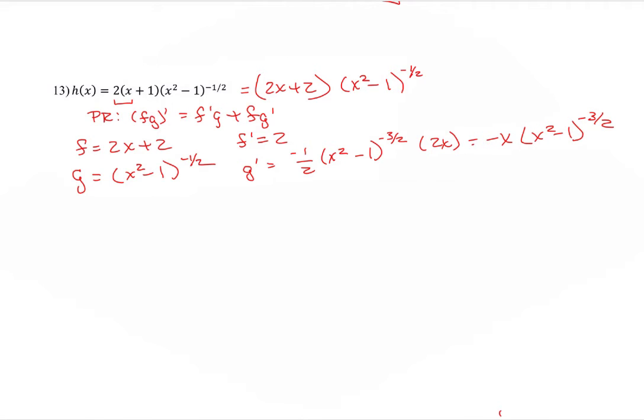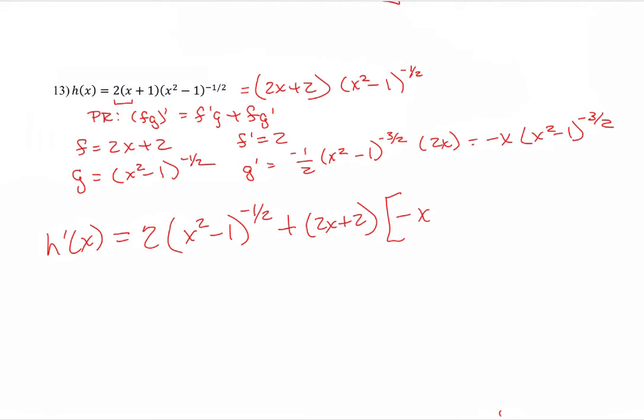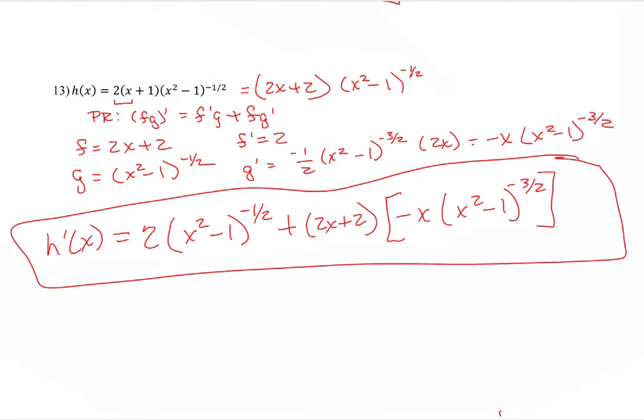Now let's put it all together. And so what we get is h prime of x is 2 times x squared minus 1 to the negative 1/2, plus 2x plus 2 times minus x times x squared minus 1 to the negative 3/2, and that would be our final answer. Okay?